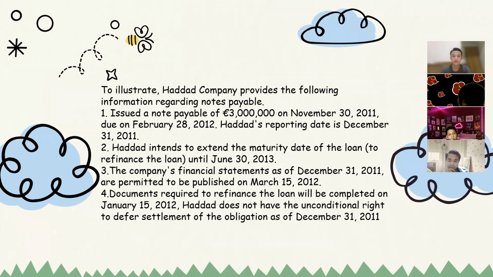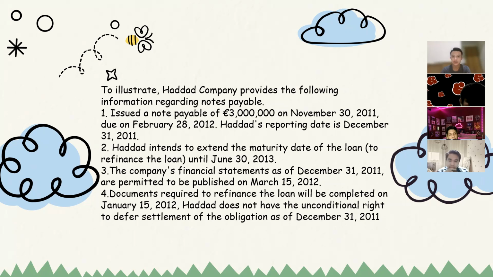To illustrate, Haddad Company provides the following information regarding notes payable. First, it issued a note payable of 3 million euro on November 30, 2011, due on February 28, 2012. Haddad's reporting date is December 31, 2011. Haddad intends to extend the maturity date of the loan or to refinance the loan until June 30, 2013.